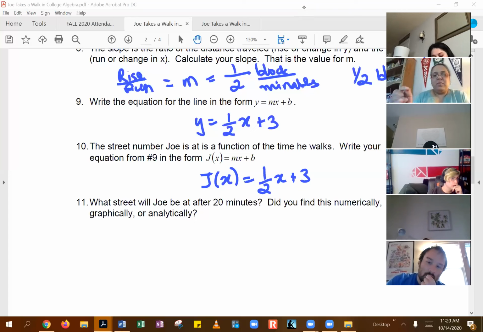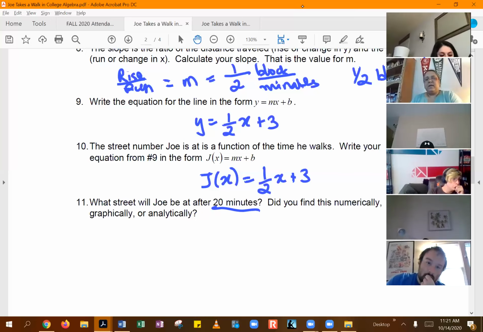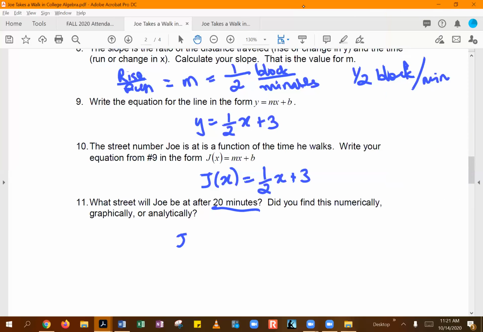So now they want to know, what street will Joe be at after he has walked for 20 minutes? They're saying you can do this numerically, graphically, or analytically. So let's start with numerically. What are we going to have? 1/2 times 20 plus 3. Yeah, very good. You're just using this equation or function. And what do we come up with as our answer? 13. Yeah, so he should be at the 13th street.